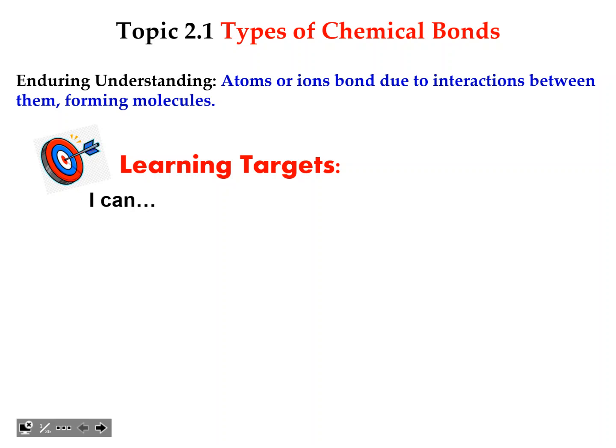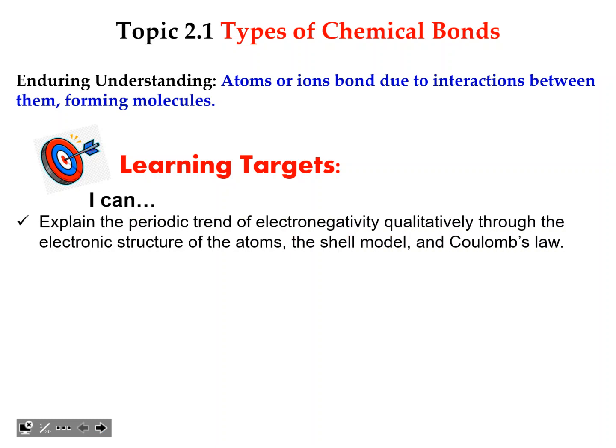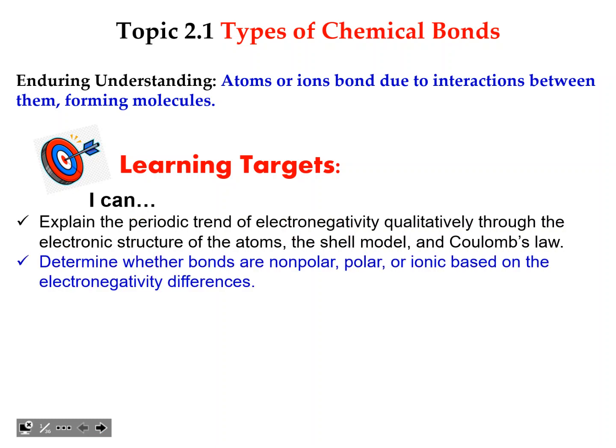Okay, so 2.1 types of chemical bonds. Enduring understanding: atoms and ions bond due to interactions between them, forming molecules. Explain the periodic trend of electronegativity qualitatively through electronic structure of the atoms, shell model, and Coulomb's law.